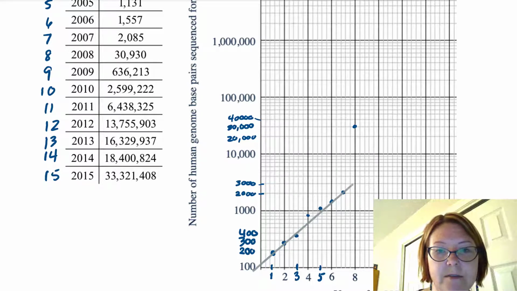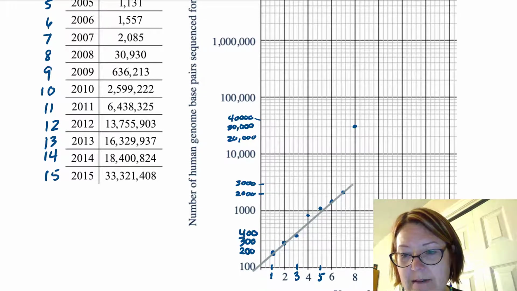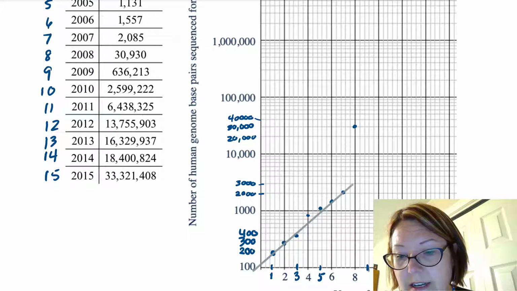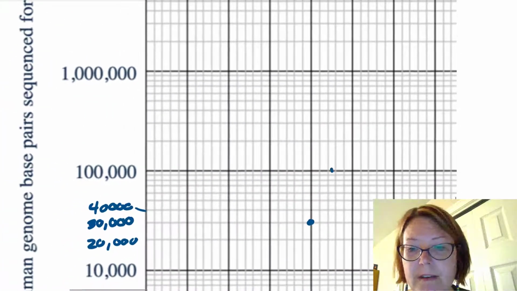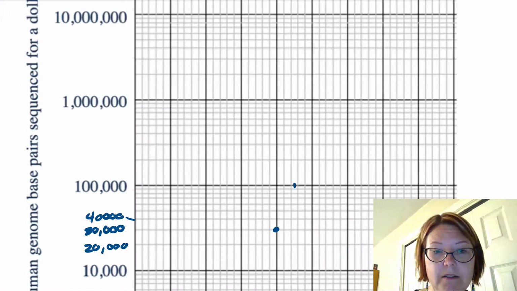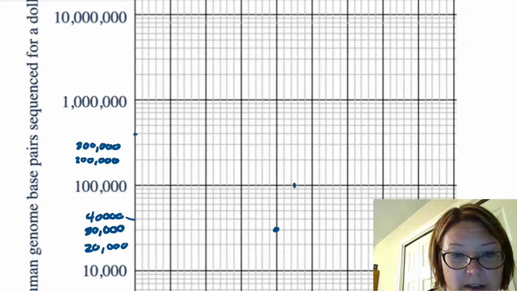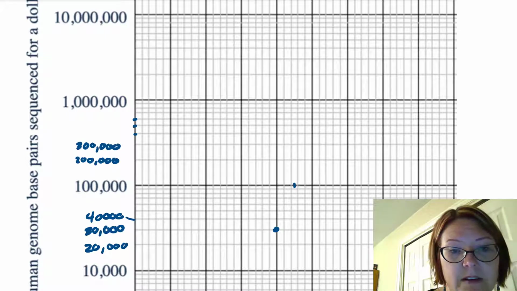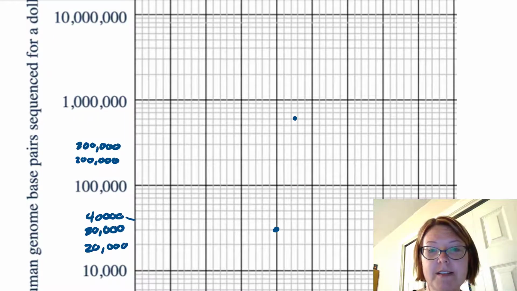Year 9, 636,000. So let's see, I need to zoom in again for year 9. Year 9 is going to be halfway between 8 and 10. And I'm going to zoom in to the section that's between 100,000 and 1 million. So I need 636,000. Going up, this would be 200,000, then 300,000. I'm going to touch them now. That's 400,000, 500,000, 600,000 is right there. 700,000 is there. So it's between these two tick marks. And that's going to be 636,000, so right about there. Erasing all my little marks now. Whew, that's hard to graph.